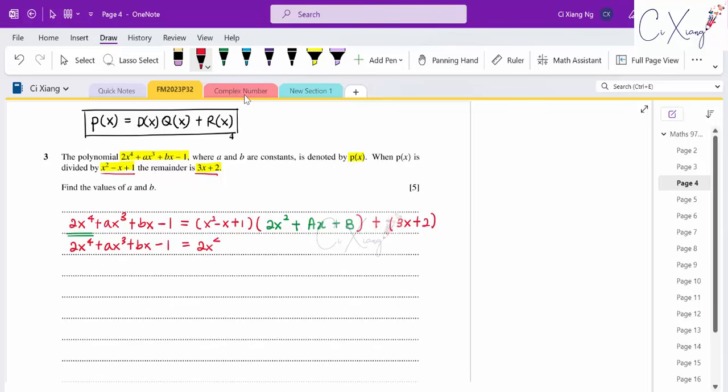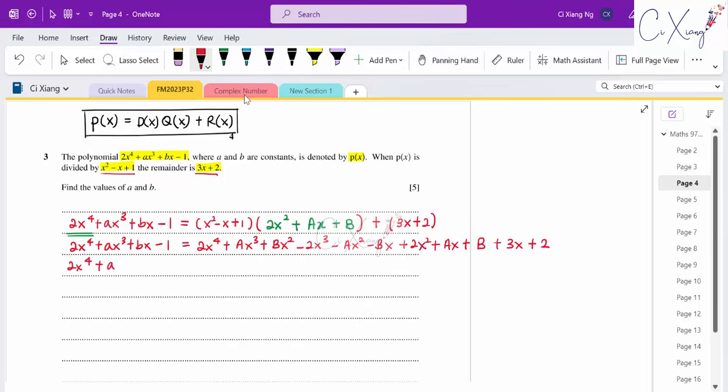I will have 2x power 4 plus ax cubed plus bx squared, and then negative 2x power 3 minus ax squared, then minus bx. And further expanding the last one, I'm having 2x squared plus Ax plus B. And then copy the remainder at the back. So now after I expand it, I'll get a very long equation on the right hand side.